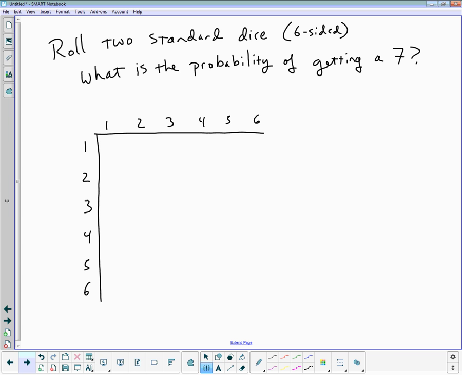So if I roll, let's just fill this in. So we have 2, 3, 4, 5, 6, 7, 2, 3, 6, 7, 4, 5, 7, 8, 3, 5, 6.